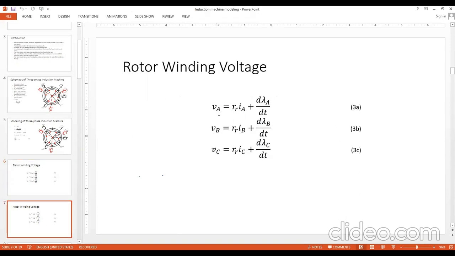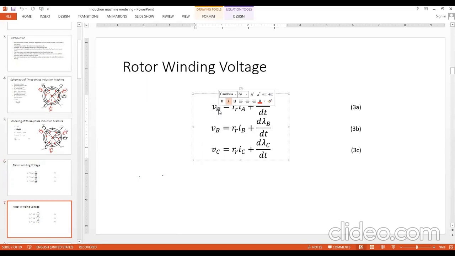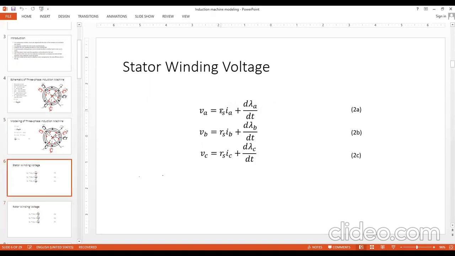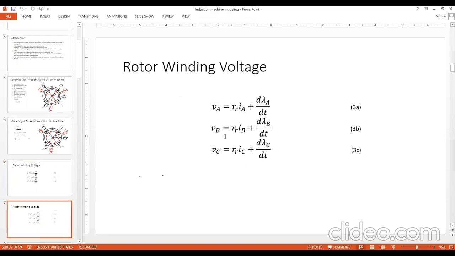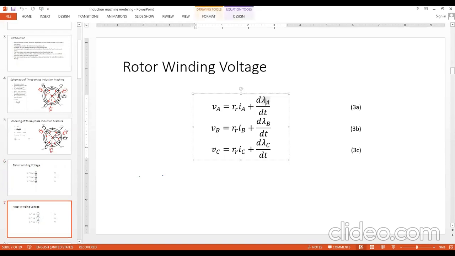Similarly, for the rotor winding voltage, now we use V capital A, V capital B, and V capital C. Other than that, we have a simple difference. This RS in the stator winding voltage is the stator winding resistance, and this RR is the rotor winding resistance. Other than that, we have simply replaced the small a, b, and c by the capital A, B, and C for the representation of the rotor winding voltage.